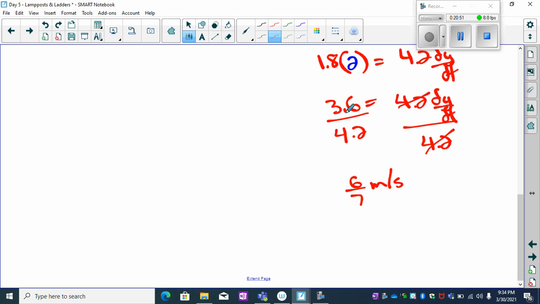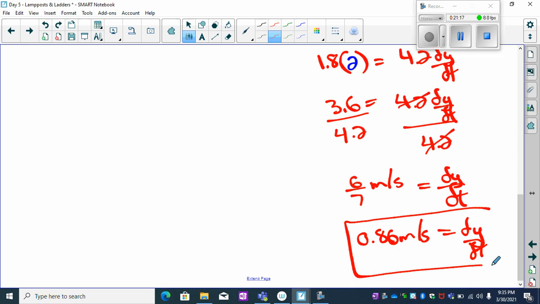36 divided by 42 would reduce to 6/7, so 3.6 divided by 4.2 would do the same. That's your dy over dt. And if I converted that to a decimal, 6 divided by 7, either is acceptable. So there are 2 more examples: one is a ladder question, one is a lamppost or shadow question.